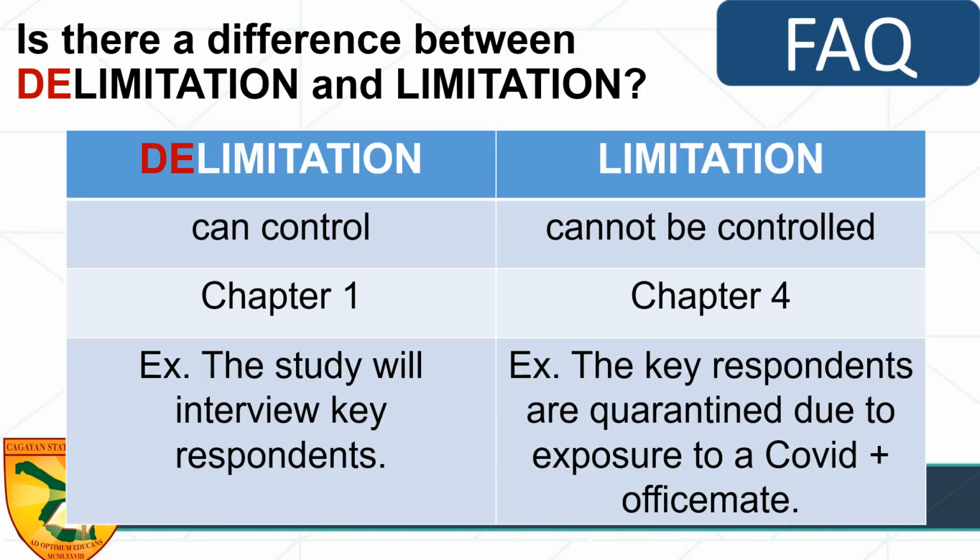A frequently asked question at this part is, is there a difference between delimitation and limitation? Delimitations are those elements that the researcher can control. They are the characteristics selected by the researcher to define the boundaries of the study. Remember the key term again, the boundaries of the study. And these delimitations aim to narrow the scope of the study.